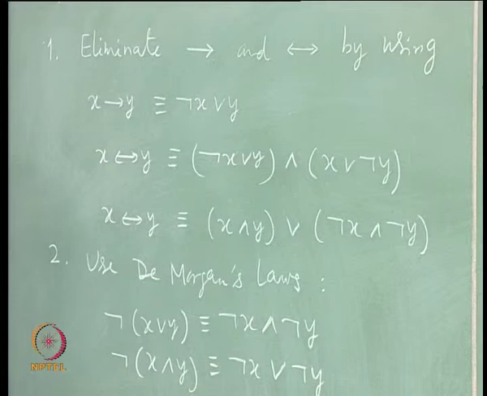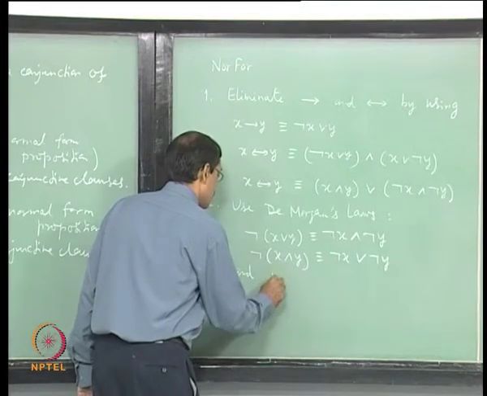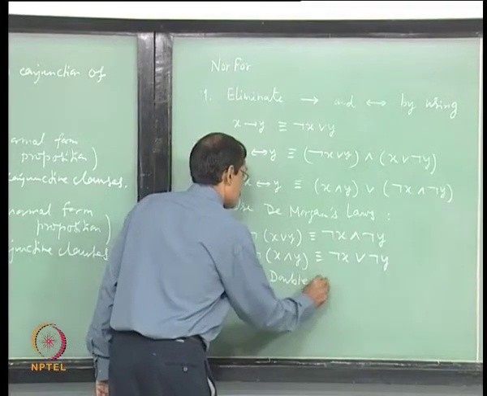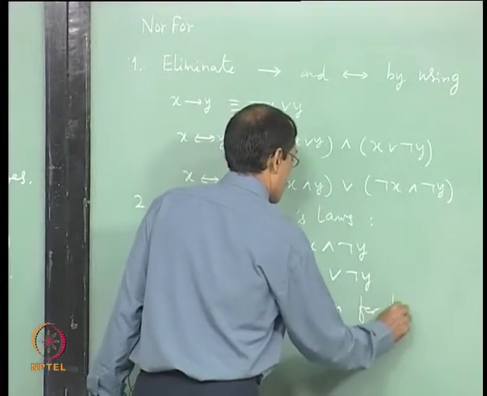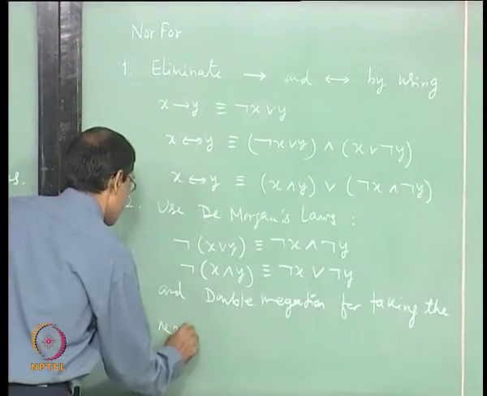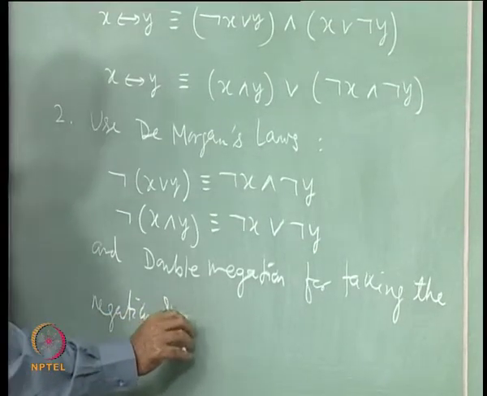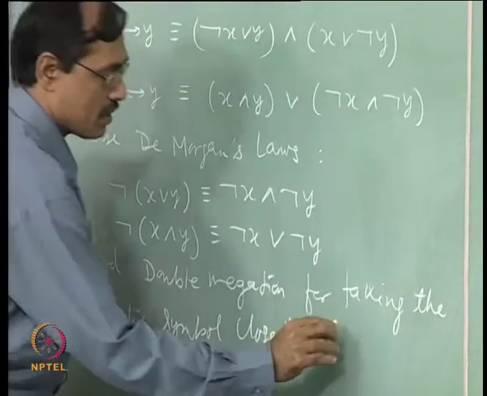But literals also have another property: there cannot be two or three negation symbols. This might introduce many more negation symbols near the propositional variables, so you have to eliminate them, that is, use double negation for taking the negation symbol close to the propositional variables.